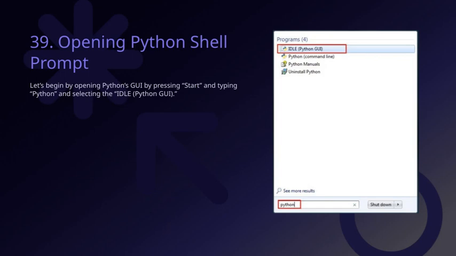Let's begin by opening Python's GUI. To do this, simply press the Start button on your computer, then type Python into the search box. From the list of results, select IDLE Python GUI. This is the integrated development environment that allows us to write and run Python code easily. It's a crucial first step because it provides a user-friendly interface, especially for beginners.